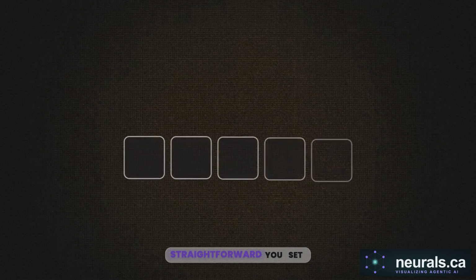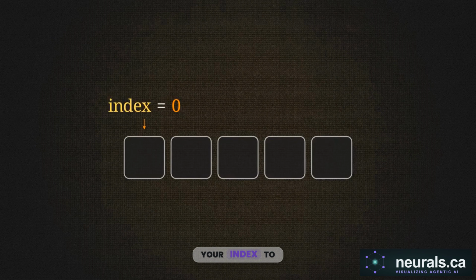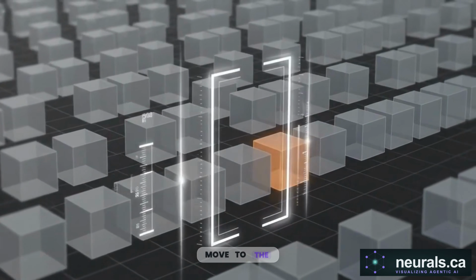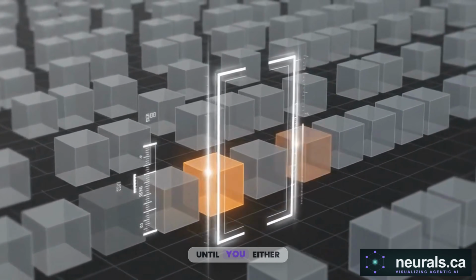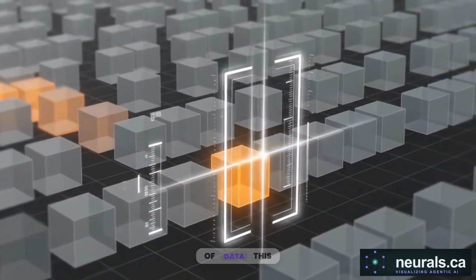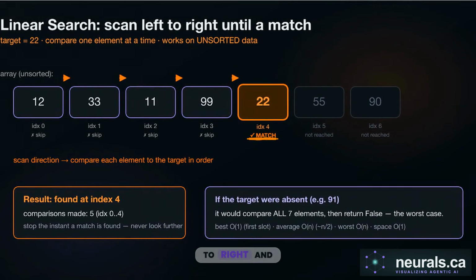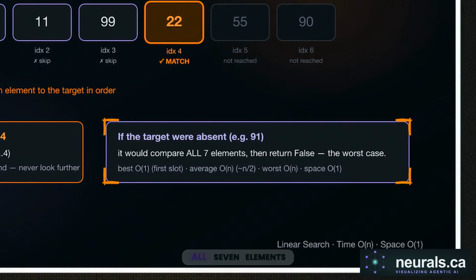The logic is straightforward. You set your index to 0, look at the first element, and ask, is this what I am looking for? If not, you move to the next one, repeating until you either find a match or run out of data. This diagram illustrates a scan for the number 22. The algorithm steps left to right and stops instantly at index 4. But if the target is absent, like 91, it compares all 7 elements before returning false.